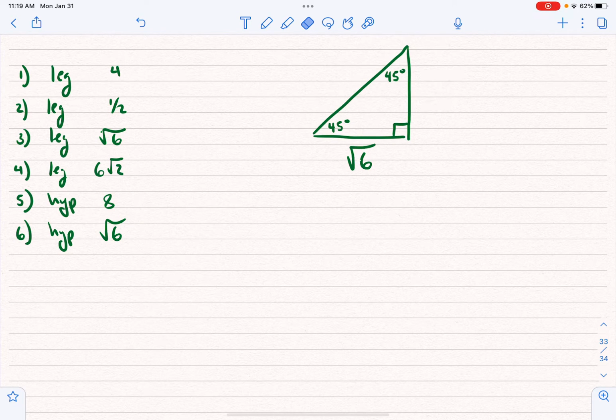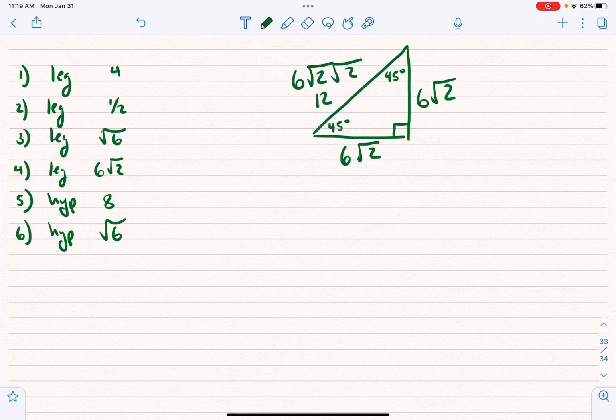Next, we've got 6 times the square root of 2. So this one would have to be 6 times the square root of 2. And that would make the hypotenuse 6 times the square root of 2 times the square root of 2. And square root of 2 times square root of 2 is 2. 6 times 2 is 12. So that hypotenuse would be 12.